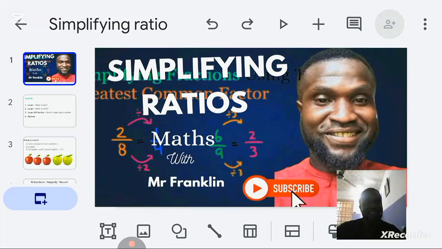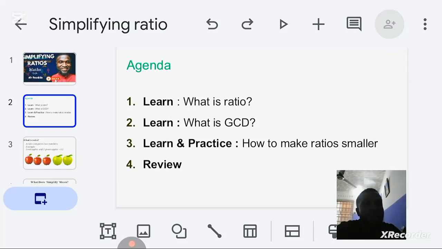Now let's dive right into our agenda for today. In today's class we are going to learn what a ratio is, we are going to learn what GCD is, then we are going to learn and practice how to make ratios smaller, and then we will review.